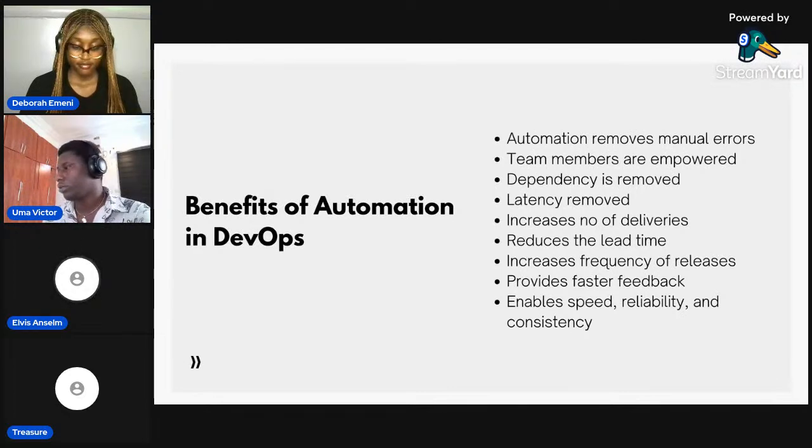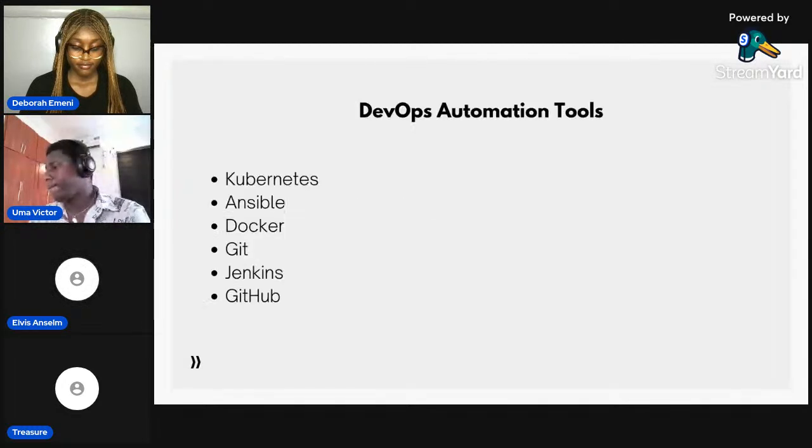Automation also enables speed, reliability and consistency. Again, the fact that the human factor is removed from the process, from the entire process, right? You are almost promised a certain degree of reliability and consistency in the entire process.